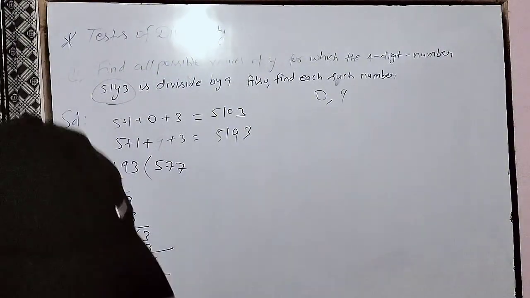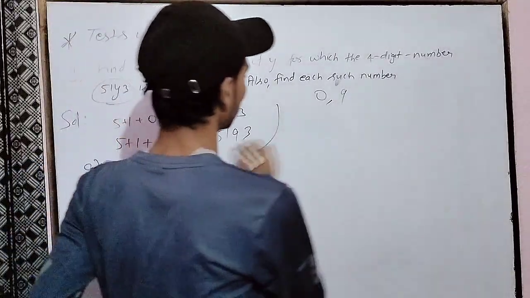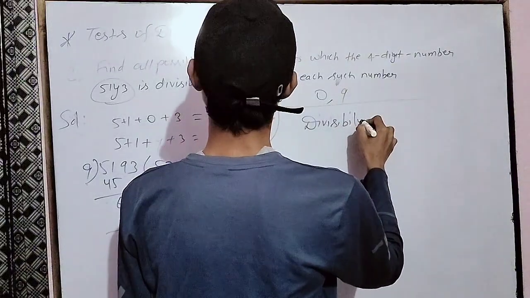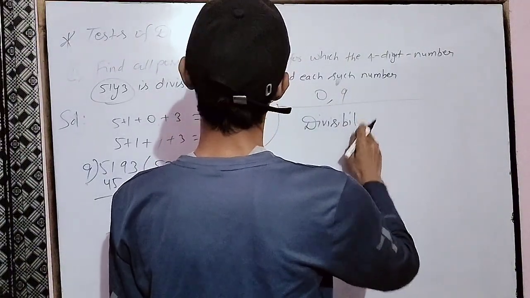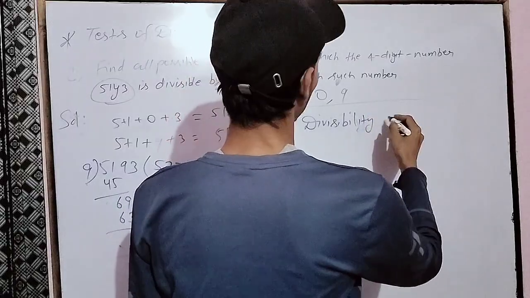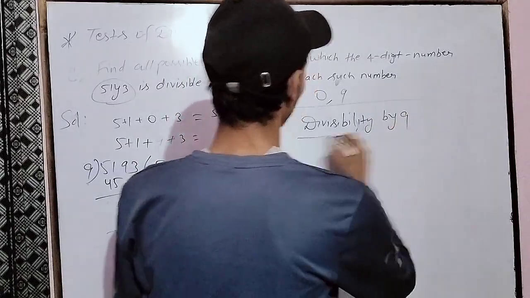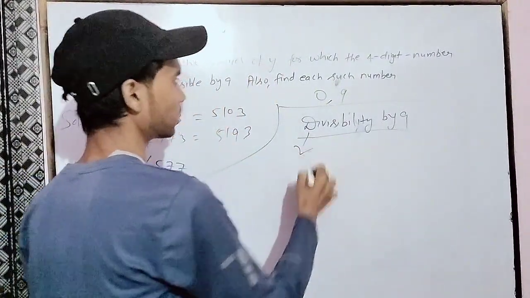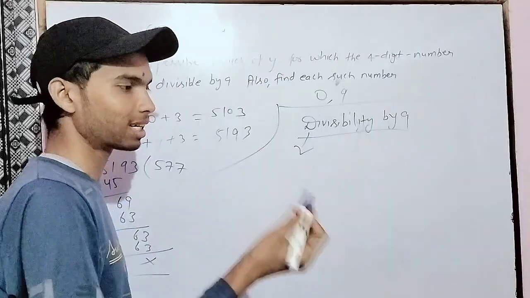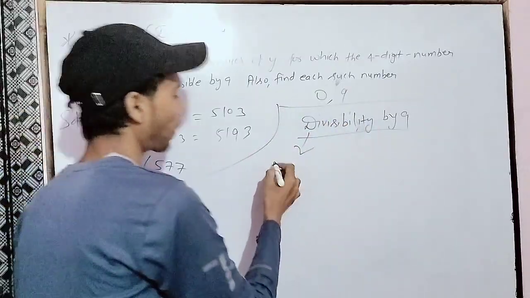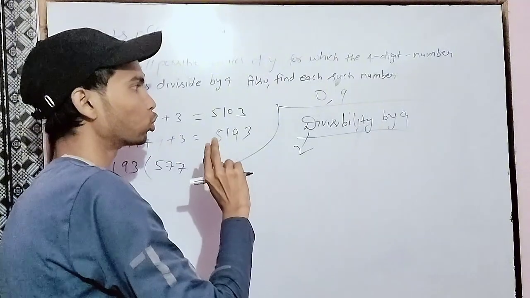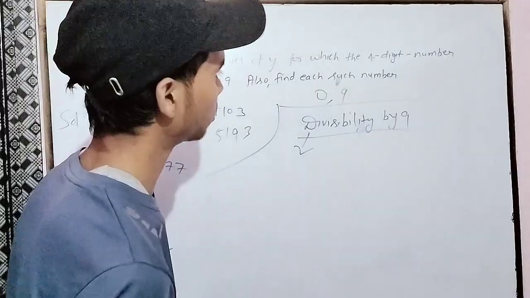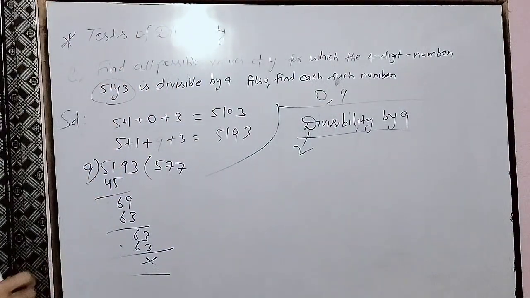Now next. Remember what? Divisibility by 9. What will be the change for 9? It says that the rule of 3 applies for 9, but the condition is that the sum of the digits of a given number should not be less than 9. Okay.